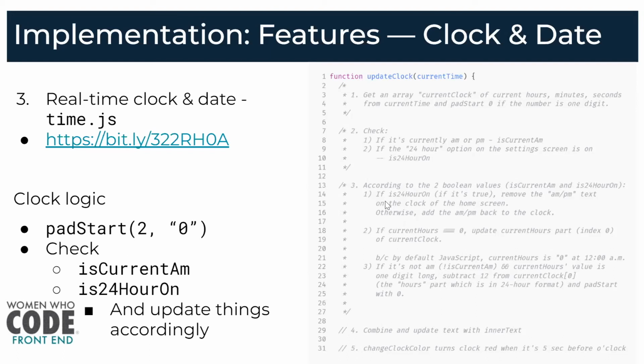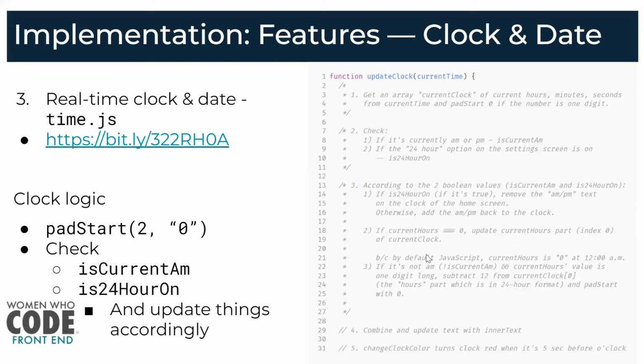If 24-hour is on, if it is true, I remove the AM or PM text on the clock of the home screen. Otherwise, I add AM, PM back to the clock. And if current hours is equal to 0, this means that it is 12 AM currently, I update the current hours part, index 0 of current clock, to be 12, because current hours is in 24-hour format and I want to use the 12-hour format clock by default.